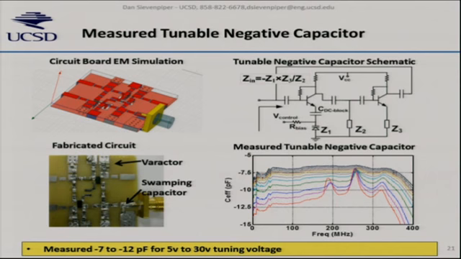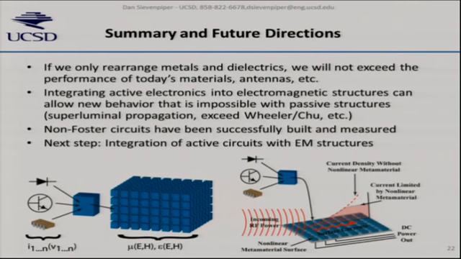So we see an impedance at the input, which is the ratio of these impedances, and if one of those is a varactor, then again, it's tunable, and we can get about minus 7 to minus 12 or so picofarads by tuning that varactor. So this is where we are with the research at this point.